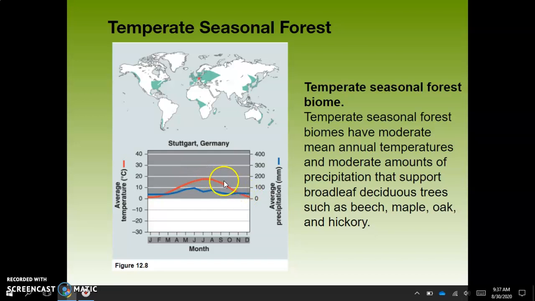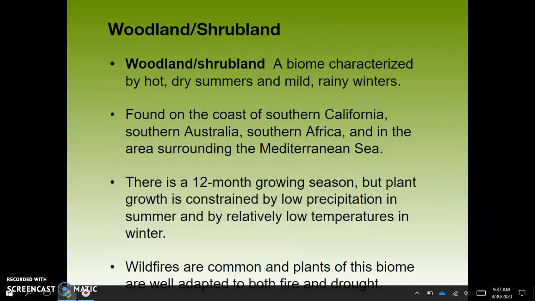So you see this kind of dome shape. And then we have pretty steady rainfall all year. We don't have characteristic seasons of rain. It's just kind of off and on and pretty moderate throughout the year.